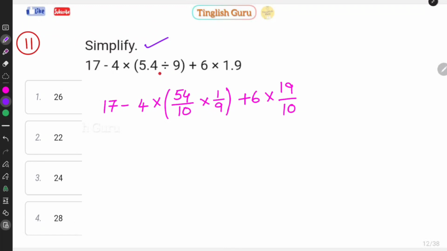I am writing the structure like this for you. I did 5.4 as 54 by 100 and 1.9 as 19 by 100. I removed the point and put 0 in the denominator. So this is homework for you. You solve this and answer in the comment section.